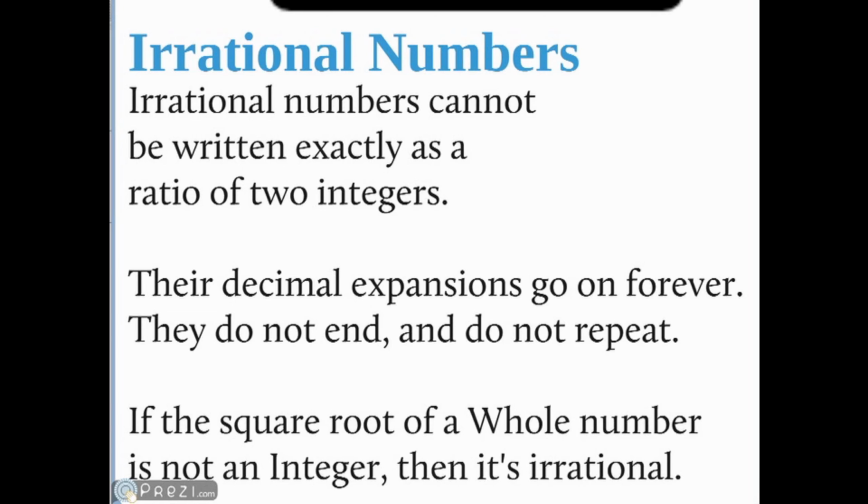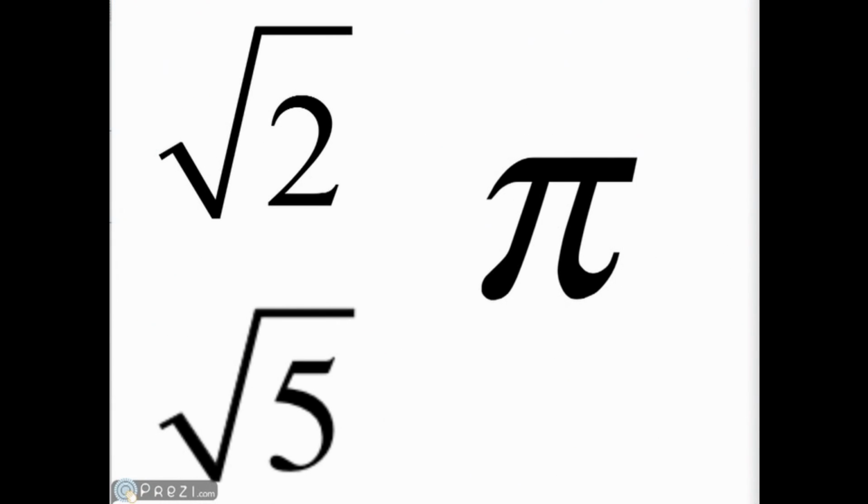Now, one way of getting an irrational number is by taking square roots. If the square root of a whole number is not an integer, then it's irrational. So for example, the square root of 2 is not an integer, so it is irrational. The square root of 5 is not an integer, so therefore the square root of 5 is irrational, and for both the square root of 2 and the square root of 5, if you were to write out their decimals, they would go on forever, they don't repeat, and obviously they don't end.